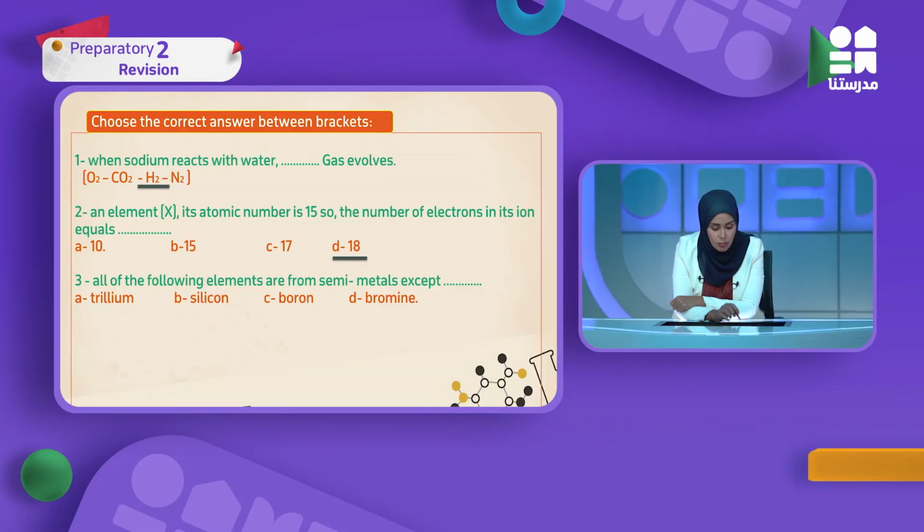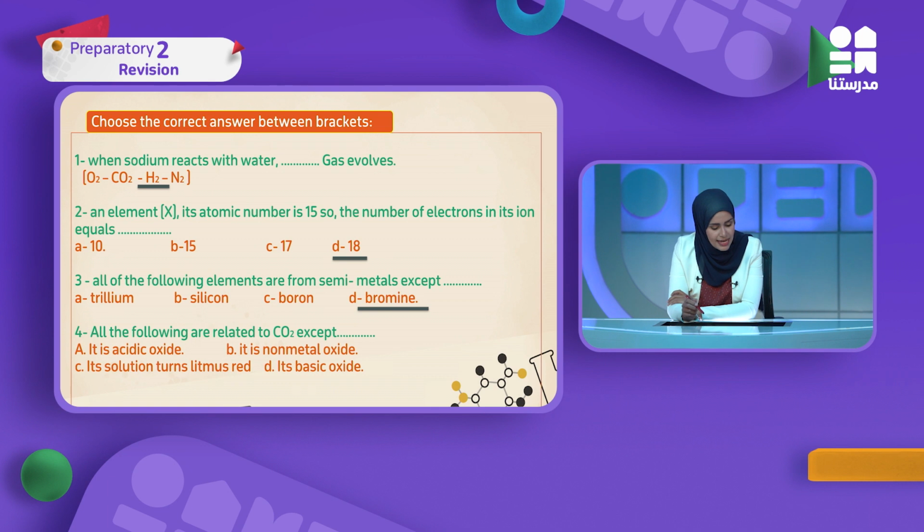Okay? The options are tellurium, silicon, boron, bromine. I know bromine. Bromine is a non-metal. Bromine is a halogen in group 7A. So what is the answer here? It's bromine, because I know that bromine is a liquid non-metal. Okay?